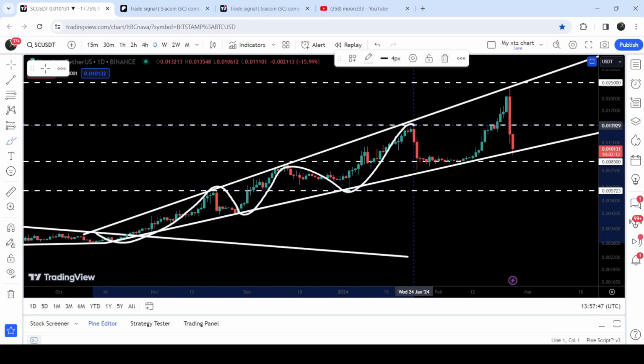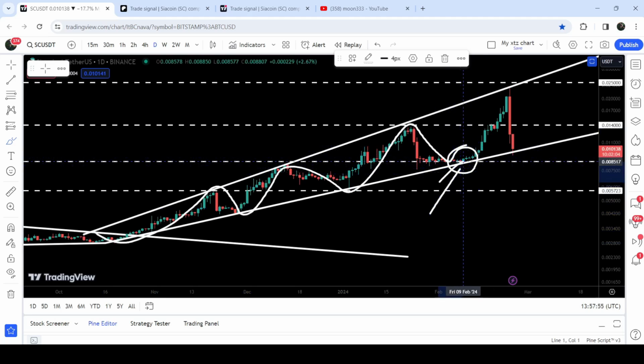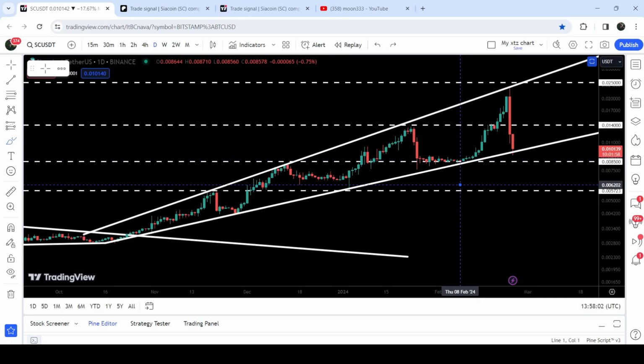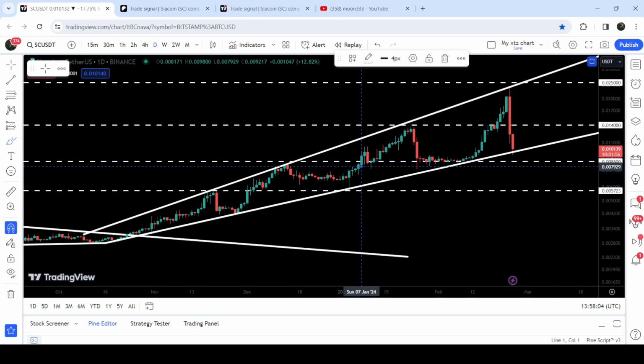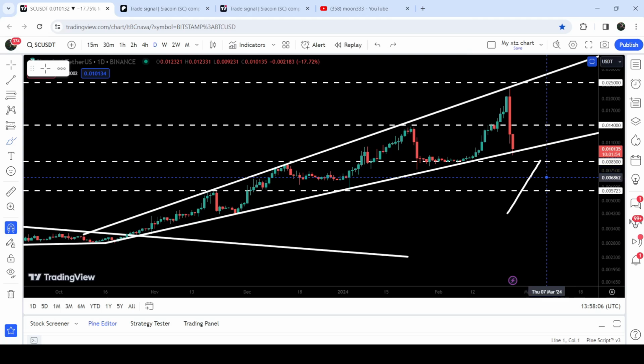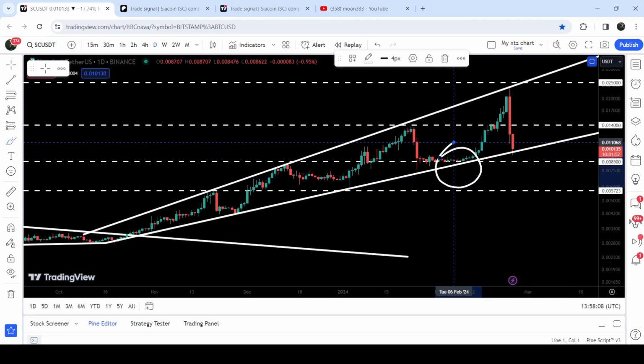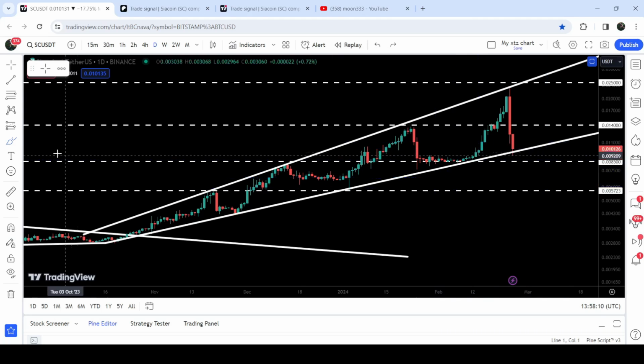Then we got another rejection. Then it dropped down here and tested the support. And when it was testing this support, I was telling you that here we have quite strong support, because at the same time we have quite long-term support of $0.0085. That is quite long-term support, by the way, this one, $0.0085. And at the same time, we also have the support of the broadening band. Therefore, we can expect a very massive pump.